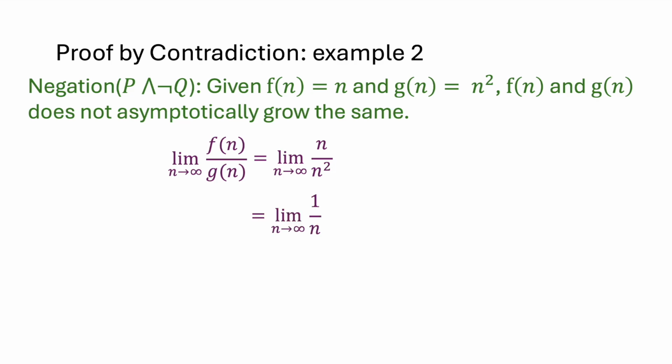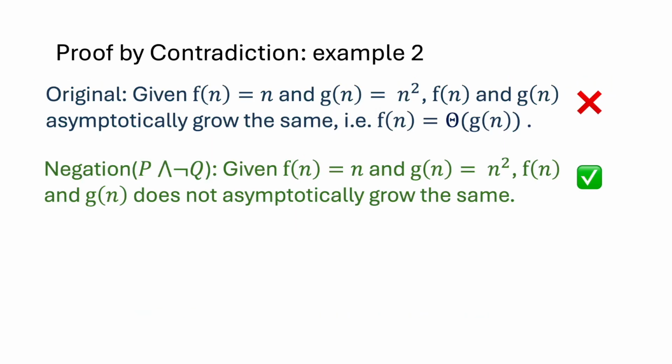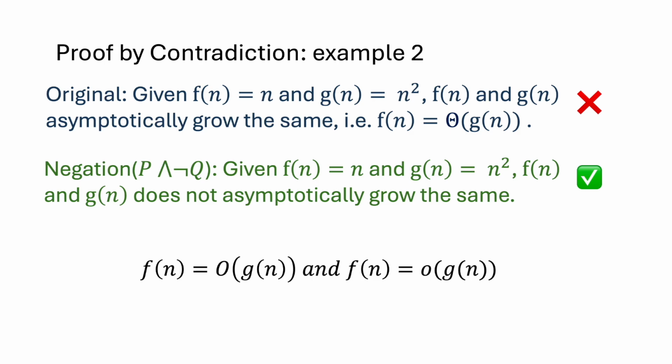We will first simplify the fraction, and we have the limit of n to infinity of 1 over n, which equals 0. This means that g grows faster than f asymptotically, making them not asymptotically growing the same. We have just proved that the negation statement is true, so this must mean our original statement is false. Asymptotically, since the limit of f of n over g of n gave us 0, it must mean f of n equals big O of g of n, and f of n equals small o of g of n.